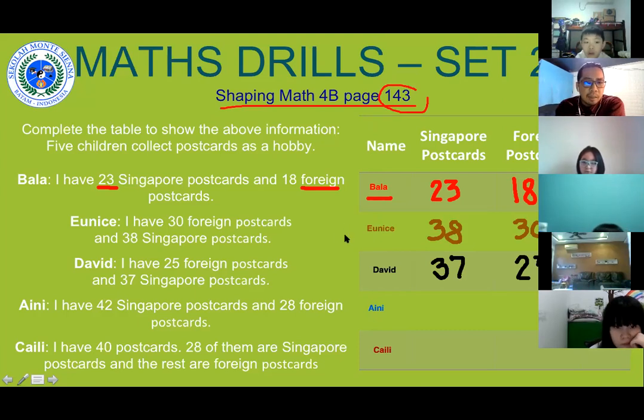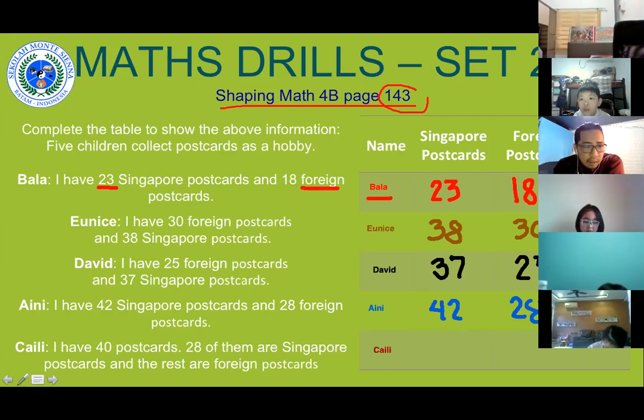Who wants Aini? Me. Jasmine. Go, Jasmine. Singapore is 42. The foreign is 28. Yep. Total is 70. 70, correct.